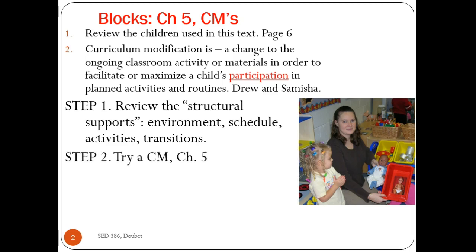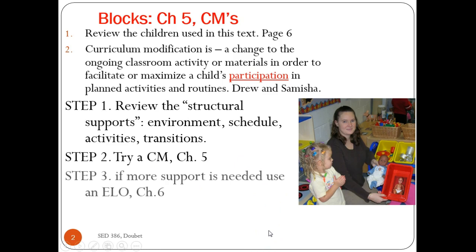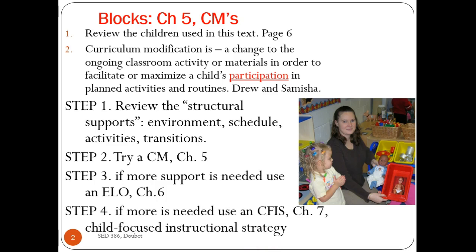Step 2, develop a curriculum modification, and that's what Chapter 5 is about. It's the chapter we're on right now, and give it a try. Step 3, if that curriculum modification is not enough support for your particular student, and more support is needed, you're going to try an embedded learning opportunity, and that's what we're going to talk about next in this same lesson, and that's Chapter 6 that you've read. If more support is needed, so the curriculum modification and the embedded learning opportunity still need some more support for this particular student, then step 4 is child-focused instructional strategies. That's Chapter 7, and we'll be talking about that in another lesson coming up.